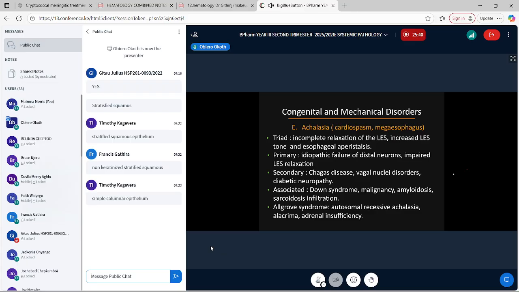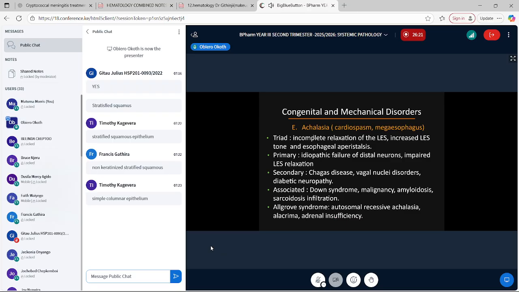You can also have what we call motor neuron disease. Even diabetes can cause some neuropathy. Okay, we see this also with Down syndrome. We can see this with malignancy. We can see it with amyloidosis and also disorders we call sarcoidosis. Sarcoidosis is basically an idiopathic systemic granulomatous lesion. You can also have this syndrome called Allgrove syndrome. This is an inherited form of achalasia. They don't produce tears, so no lacrimal glands. On top of that, they have adrenal insufficiency.